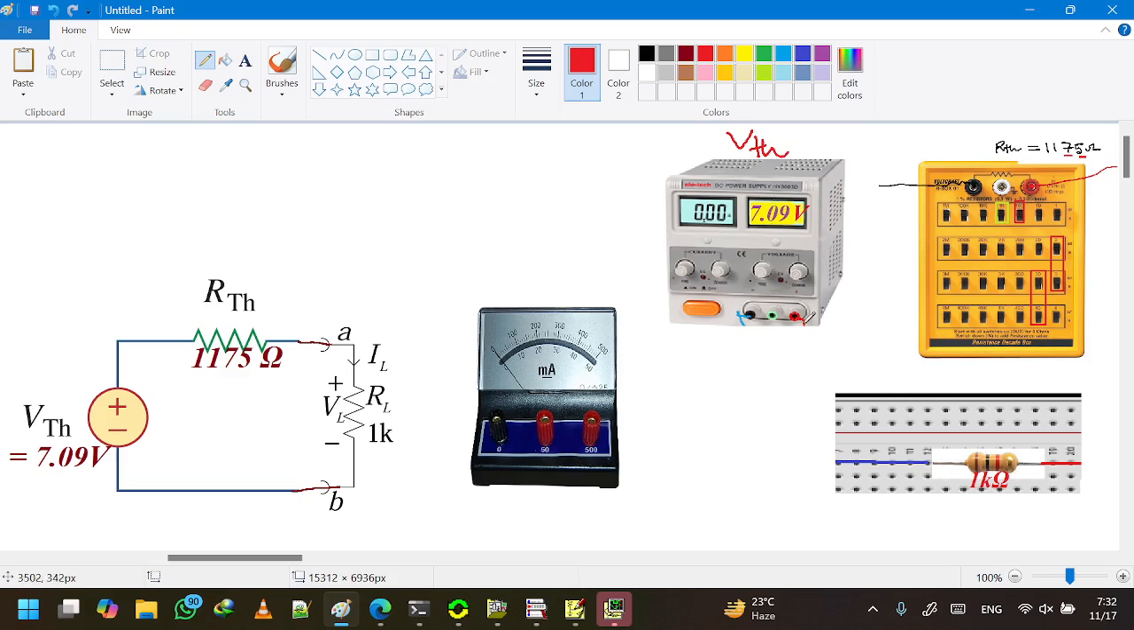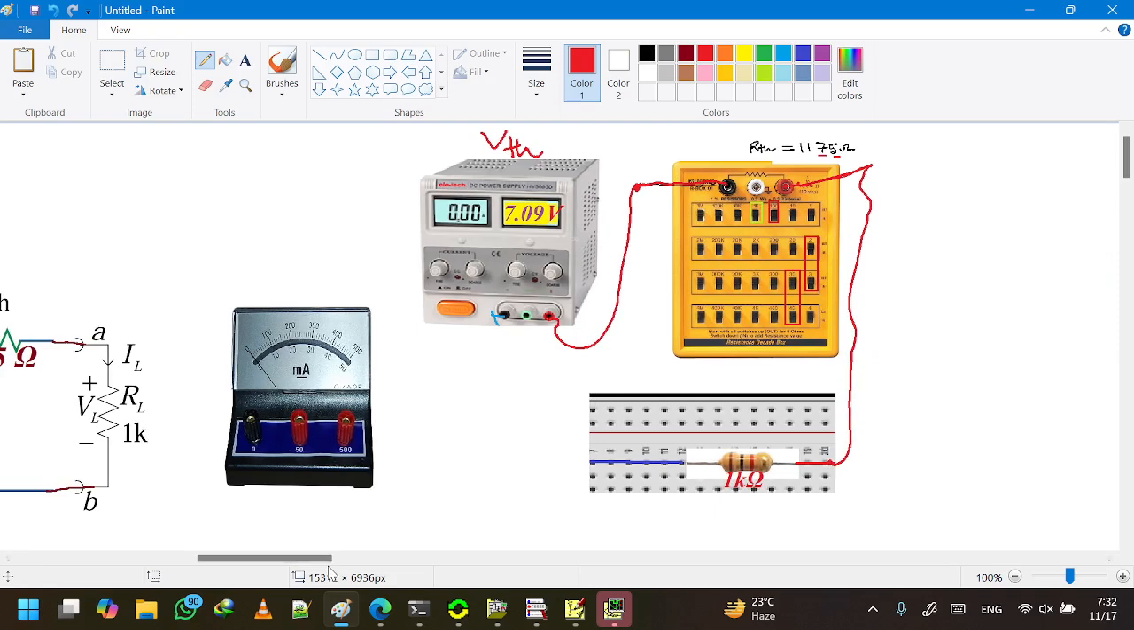Now the positive terminal of the VTH should be connected to either terminal of the RTH, because a resistance does not have any polarity. So we can connect with either of the terminals. Now the other terminal of the RTH should come to the load resistor. So the load resistor is this. Let me bring it a little bit to the middle. So the load resistor is connected to the RTH through this path. This load resistor RL has a value of 1 kilo ohm.